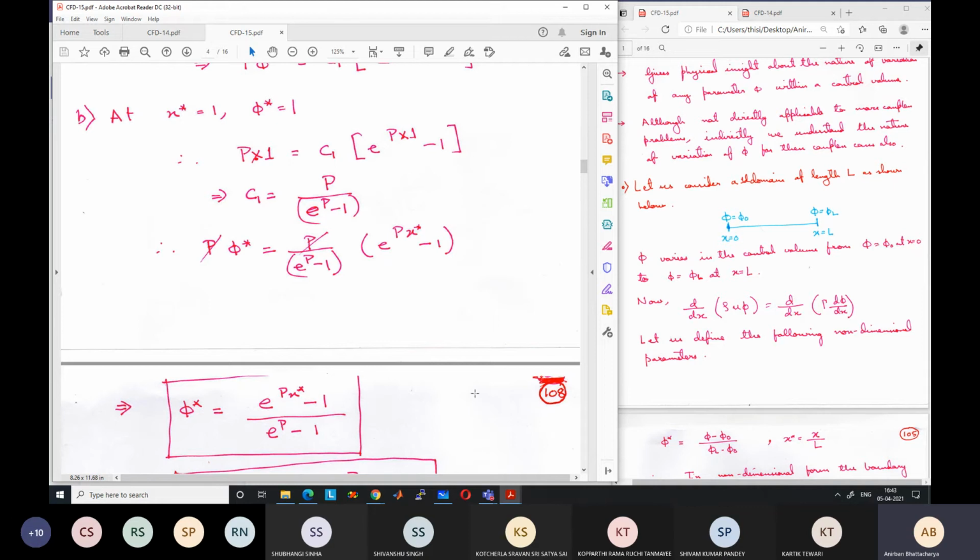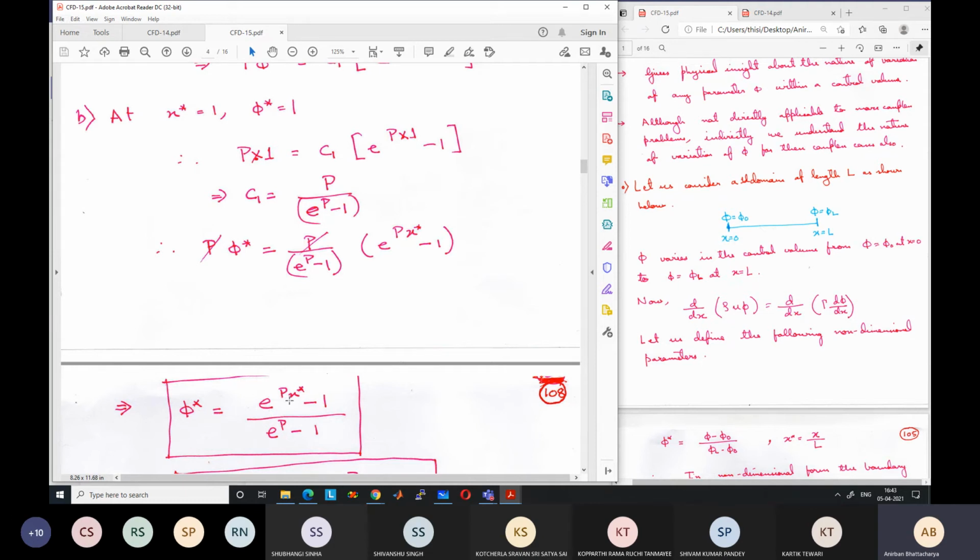So phi star gives an exponential variation with respect to x star. Okay. So phi star, we find that it is not linear, or say quadratic or any polynomial or logarithmic. It is an exponential variation for this simple problem. Exponentially varies with x star. So it starts from phi star equal to 0 at x star equal to 0 and goes to phi star equal to 1 at x star equal to 1. And the variation is given by this term.